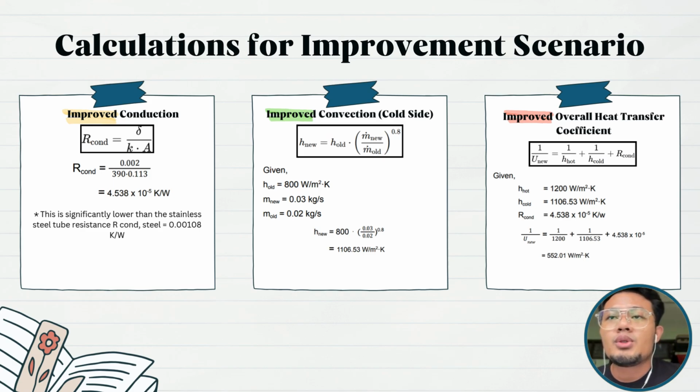Okay, now I'm going to explain the calculation for the improvement scenario. In total we have 4 parts here. So the first part is improved conduction.